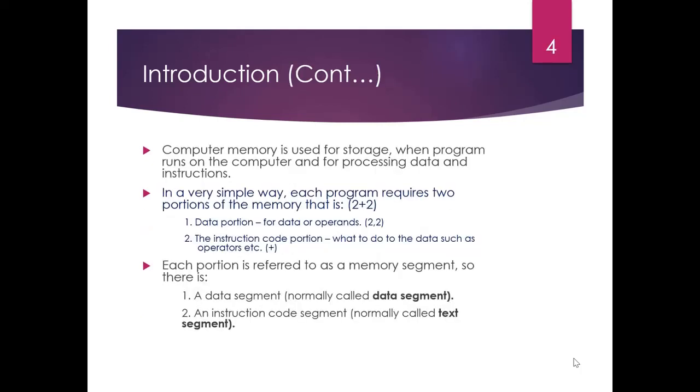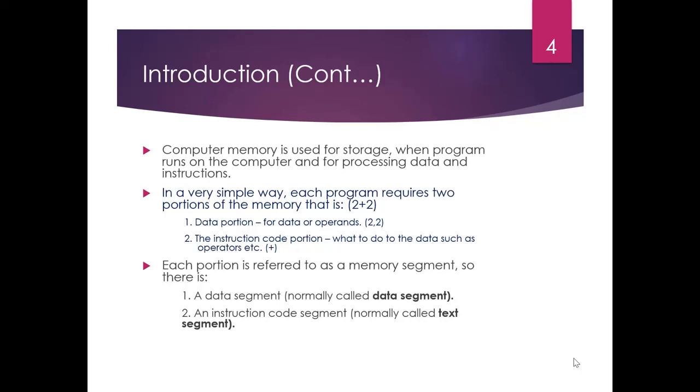Computer memory is used for storage. When a program runs on a computer, for processing data and instructions, in a very simple way, each program requires two portions of the memory, that is the data portion and the instruction code portion. What is the data portion? The data portion keeps the data or operands. Do you know what an operand is?